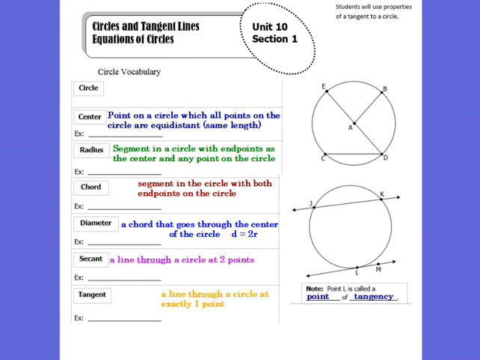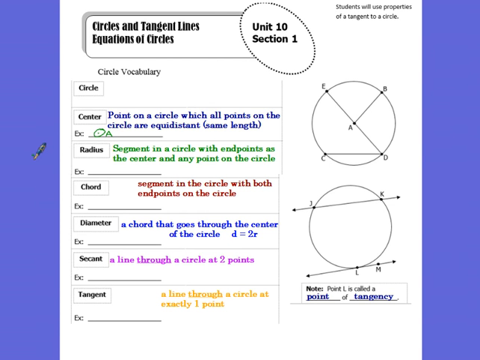What I would like you to do right now is just pause the video and go ahead and copy all of this stuff down. Awesome, now that you've done that, I'm going to talk to you briefly about this vocab. So, we are all talking about circles. The center of a circle is a point in which all points on the circle are equidistant, meaning it's the same length from any point on the circle to that center. It all has the same length. So in this example here, we denote this as center A.